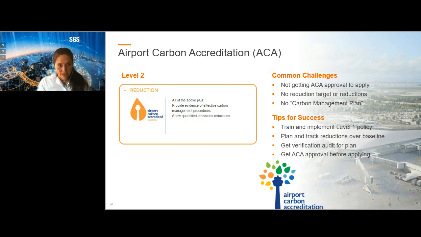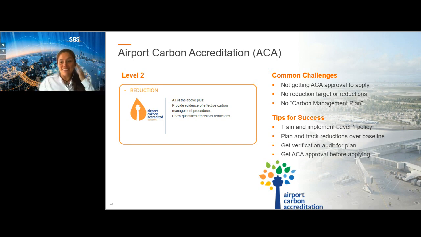So what is level 2 for Airport Carbon Accreditation? It is the reduction. Again, you have the quantification of scope 1 and 2, but you also have to demonstrate that you reduce your carbon footprint. So you have a base year that is, for example, your first period. In Airport Carbon Accreditation, it is the average of the last 3 years. But let's say the start: you have the emissions at the start, and then you need to reduce against those.